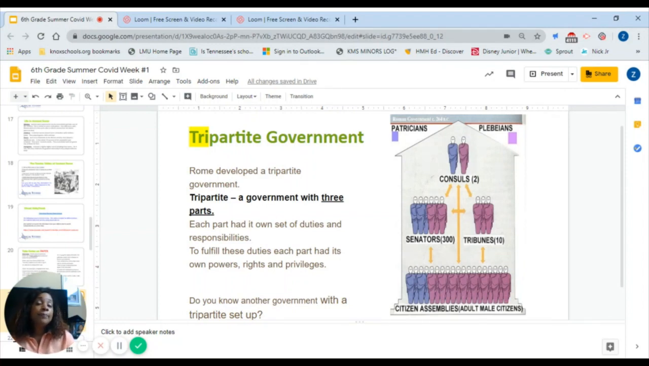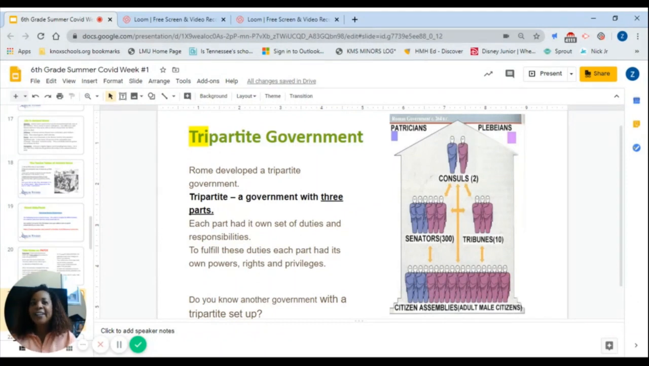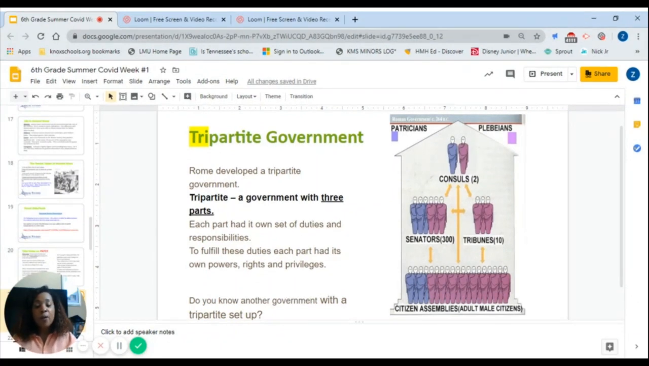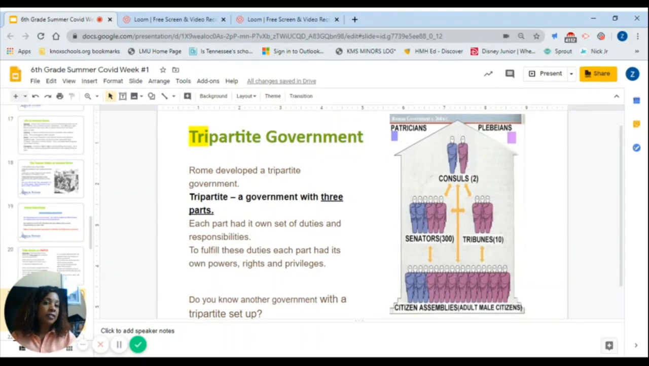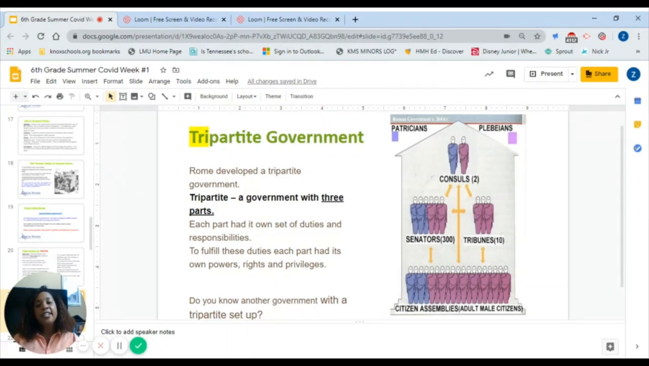Think time. Where do you live? That's right, here in the United States. There are three parts to our government. There is the executive branch, where the president works. You have the legislative branch that is composed of the Senate and the House of Representatives. Then you have the judicial branch, where you have the Supreme Court and the lower courts.